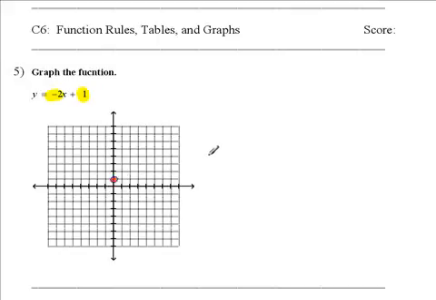That's the point 0, 1. That's coming from the y-intercept of 1. Now use the slope of negative 2 to find another point. Remember, slope is rise over run.